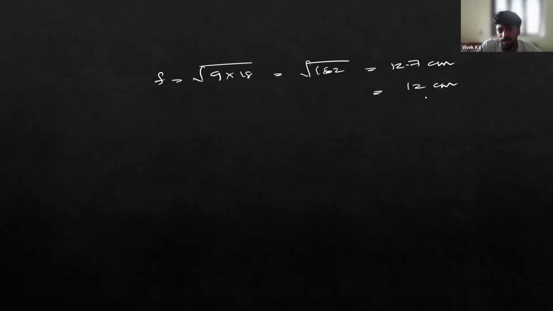So f is nothing but the root of -9. We only need to take the magnitude 9 into 18. So 9 times 18, which is root of 162. So when you are calculating the root of 162, it is approximately equal to 12.7 centimeter. Or maybe we can say like, just for convenience, let us take it as 12 centimeter or even 13 centimeter is fine. Okay. So, or like 13 centimeters in nearest approximation. So here we are actually getting a focal length f approximately equal to 13 centimeters.